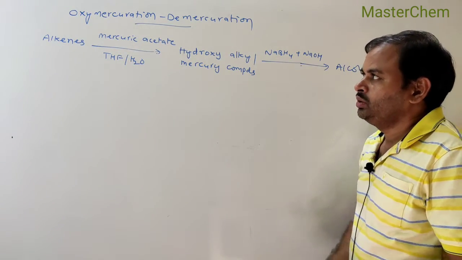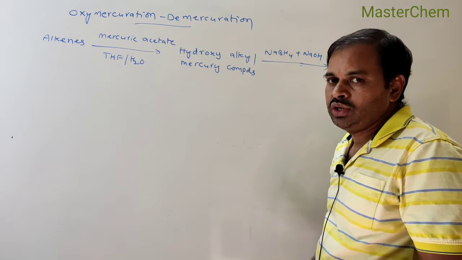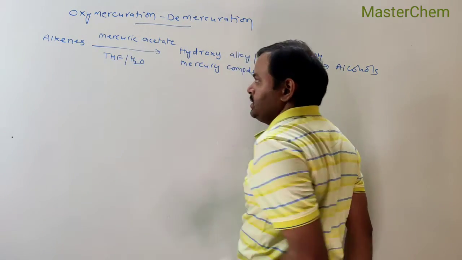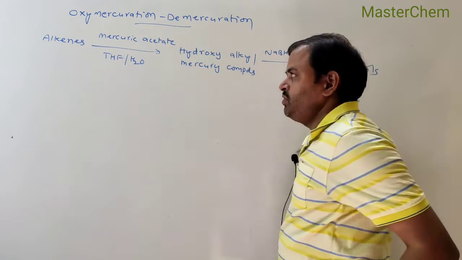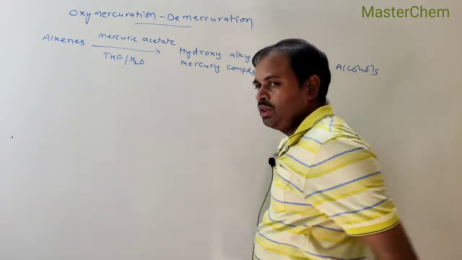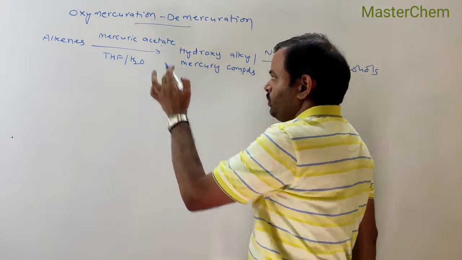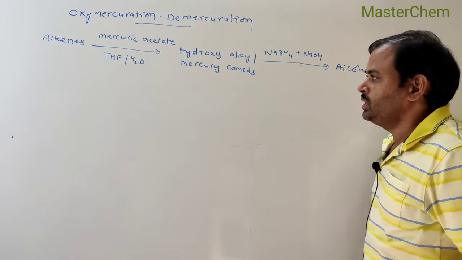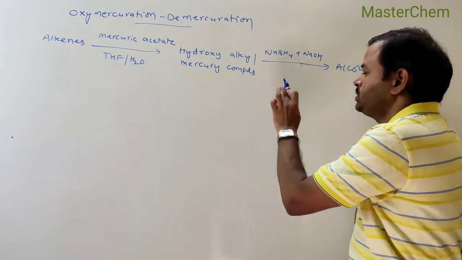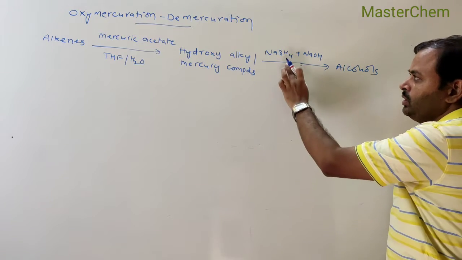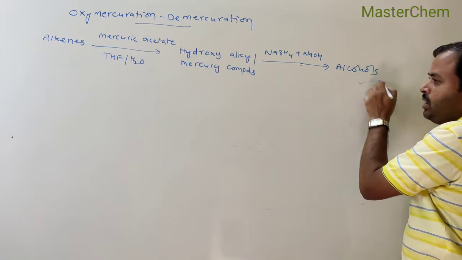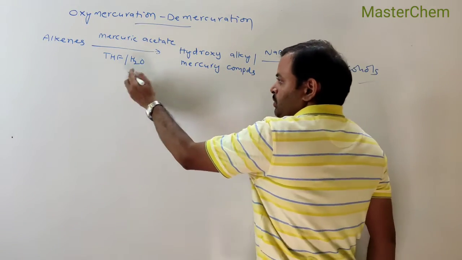So, in this session, you are going to learn the oxymercuration-demercuration reaction. Okay. So, what is that reaction? Alkenes in the presence of mercuric acetate and THF with water, tetrahydrofuran with water. What does it form? Hydroxyalkyl mercury compounds, which on reduction with NaBH4 plus NaOH, what does it give? Alcohols.